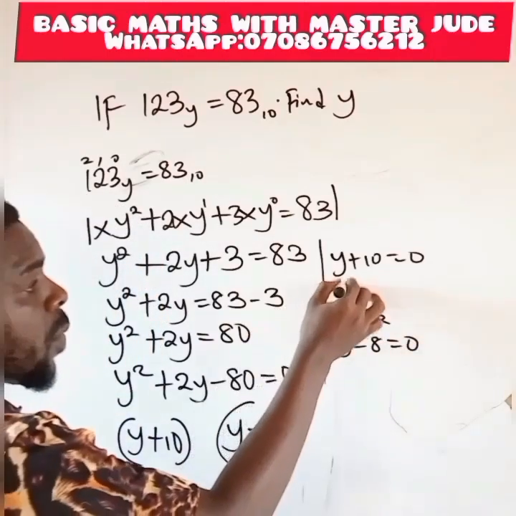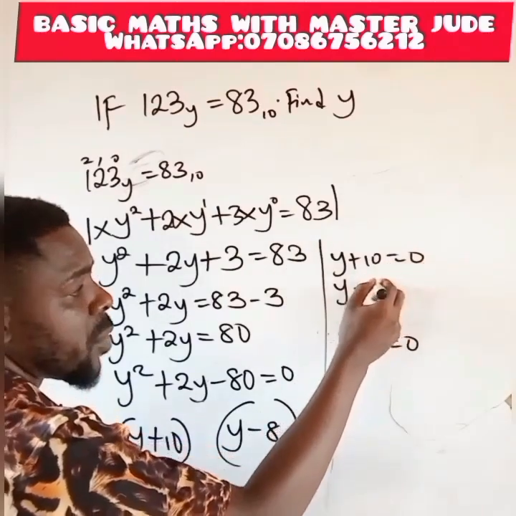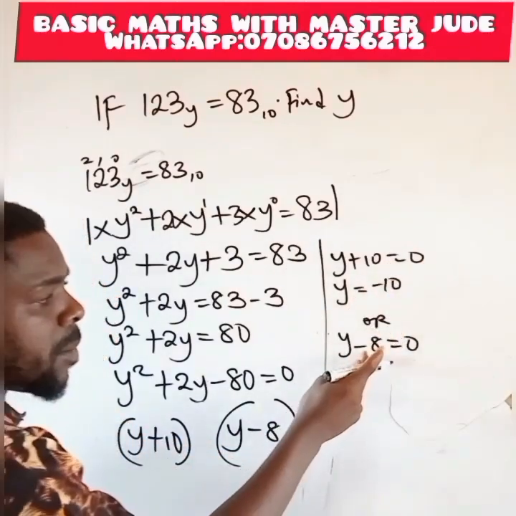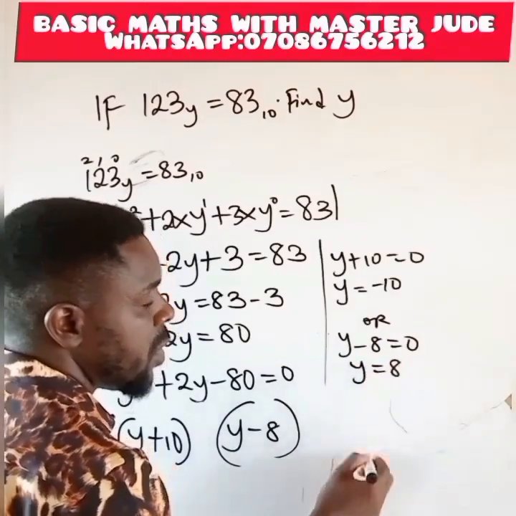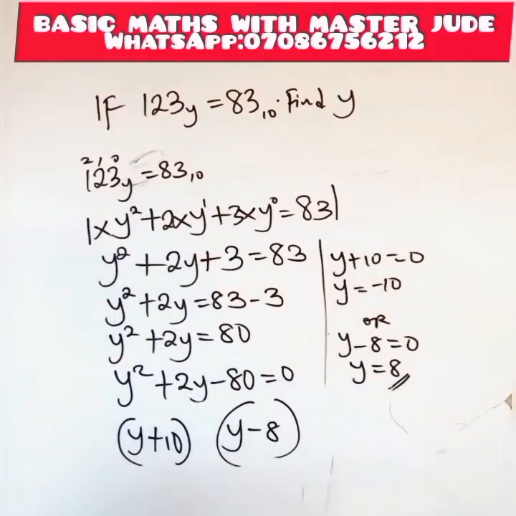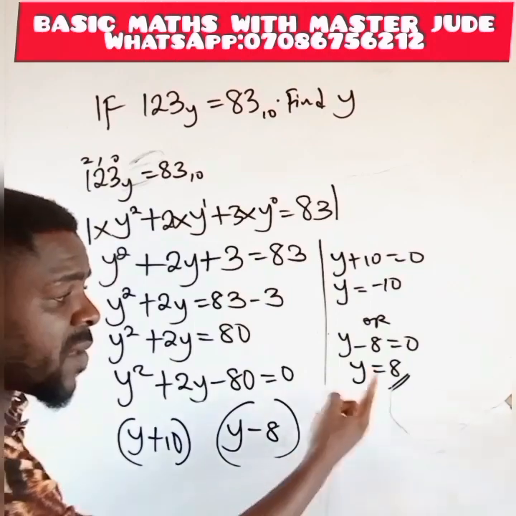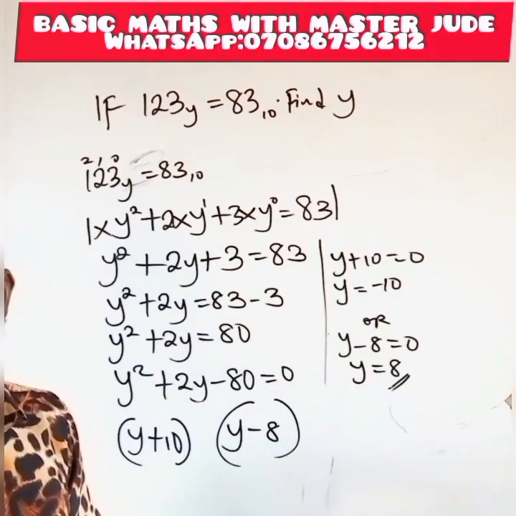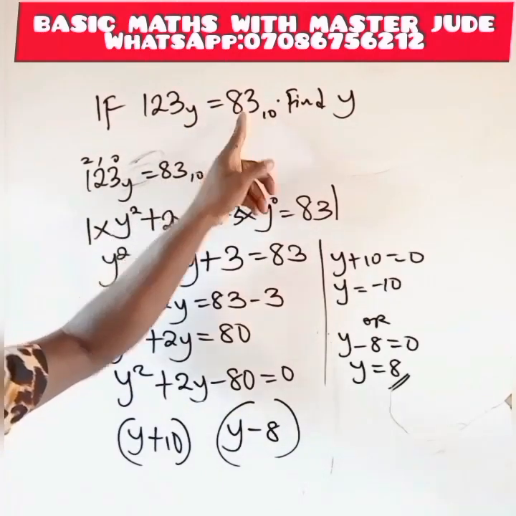So y is equal to plus 10 crossing to this side, the equality sign becomes minus 10. Minus 8 coming to this side becomes plus 8. So the value of our y is 8, because 8 has the positive value, and 8 has the positive sign. So the value of our y that will make this equation to be equal is 8.